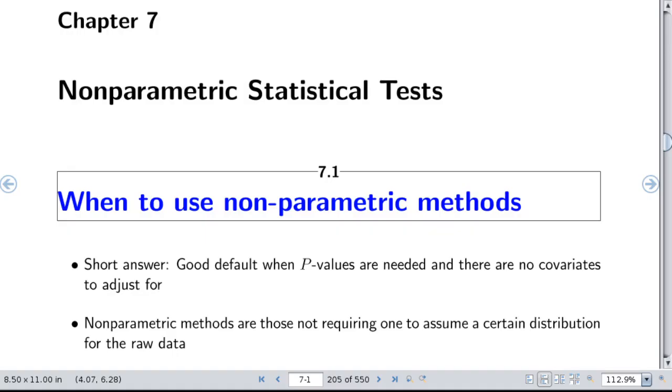So we're in Chapter 7, and we start with a discussion of when to use nonparametric methods. There's some confusion about this in practice, and the short answer is it's a good default approach for hypothesis testing, assuming you're interested in testing hypotheses, which is not always the case. And they're useful when you just need p-values and there's no covariate to adjust for. That's oversimplified, but that will get you most of the way there. So nonparametric methods are those that don't require a certain distributional assumption for the raw data.